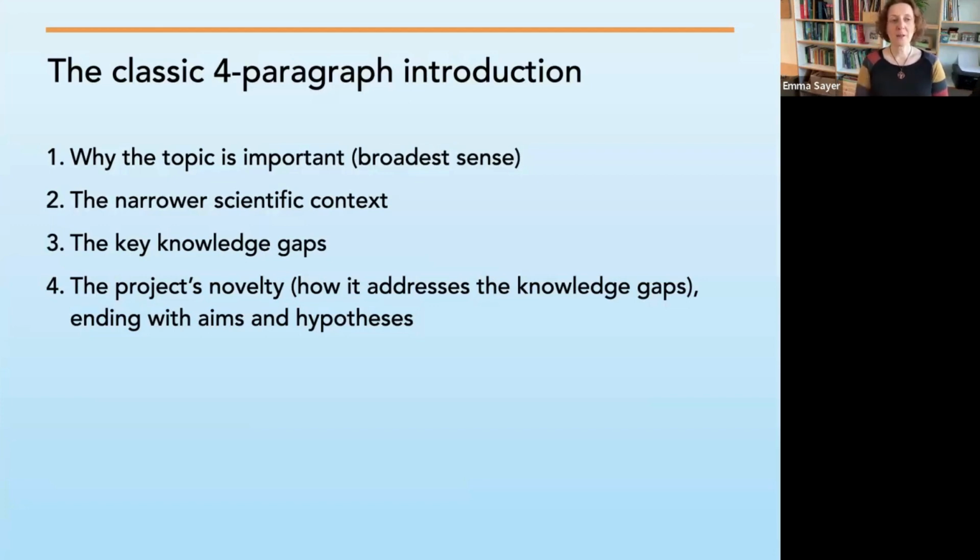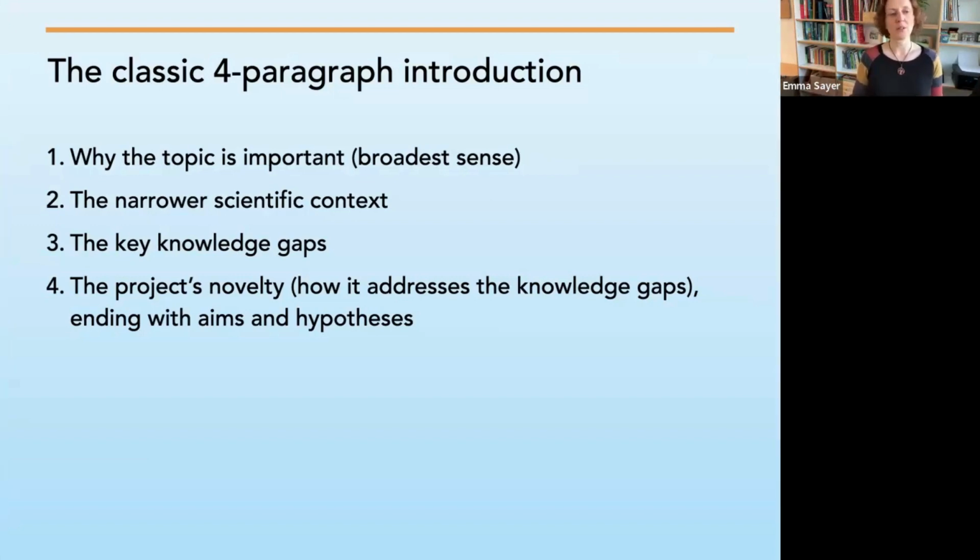And one way of thinking about this is to divide up the paragraphs into 4 broad themes. So first of all is why the topic is important, in the broadest sense that's relevant. So are we talking about global change? Is it that broad? Or are we talking about a specific issue in a specific country? Are we talking about a specific problem for a certain research area or with a certain species?